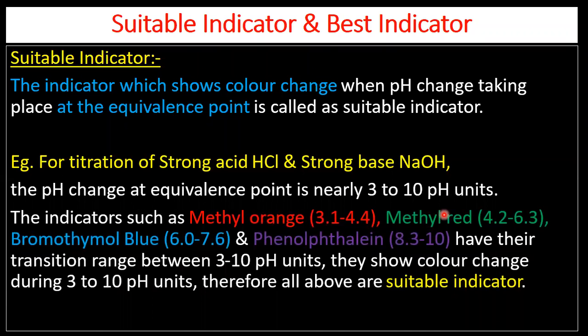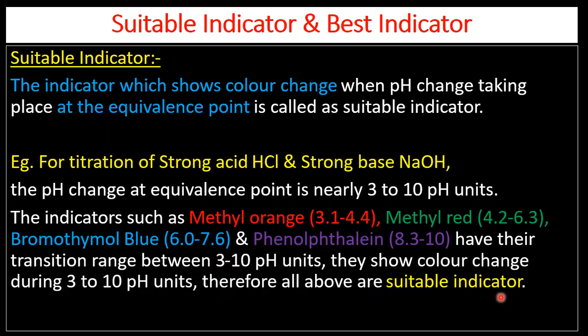Now the indicators: methyl orange, its pH transition range is 3.1 to 4.4. Methyl red, transition range 4.2 to 6.3. Bromothymol blue, transition range is 6.0 to 7.6. Phenolphthalein, transition range is 8.3 to 10. They have their transition range between 3 to 10 pH units, right? It means they show color change during the 3 to 10 pH units of the titration. Therefore, all of the above are suitable indicators.